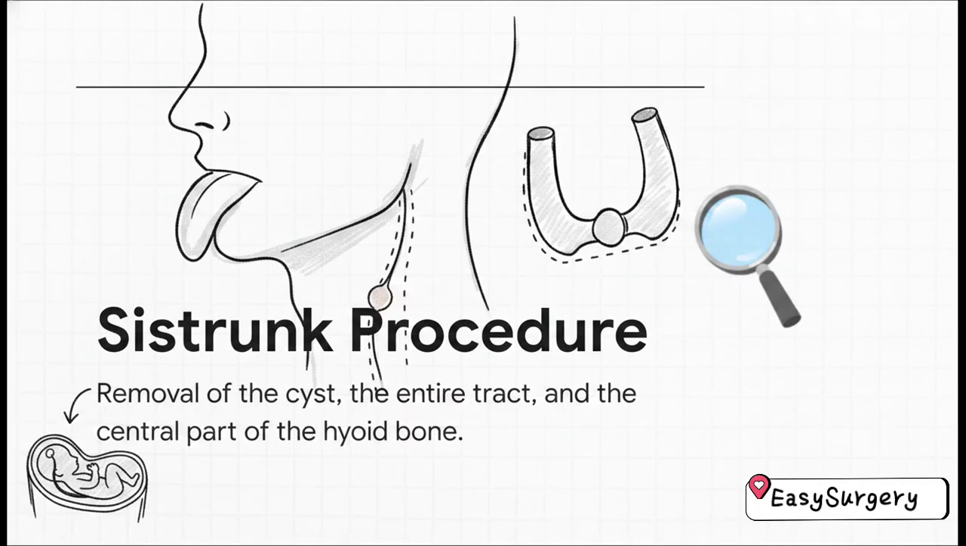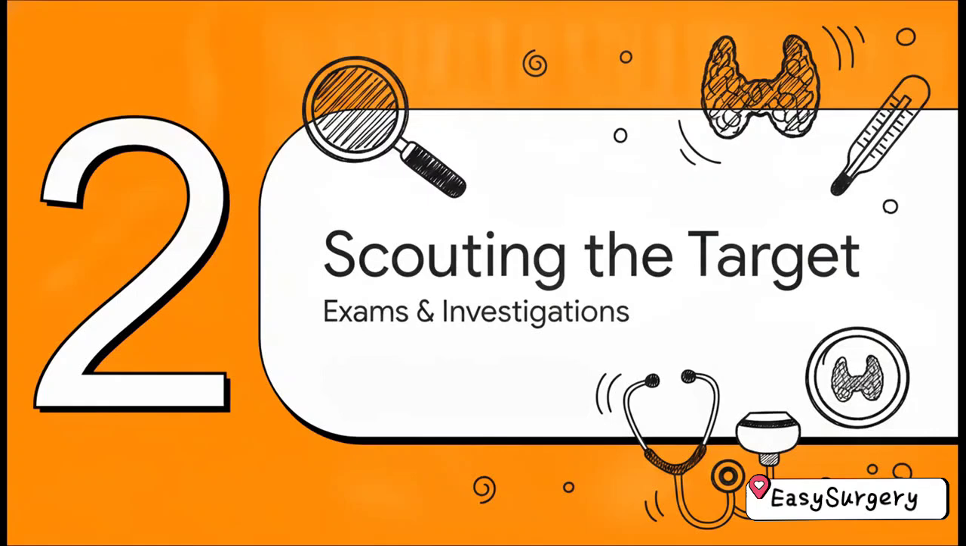You've got to do the Sistrunk procedure. You take out the cyst, the entire tract, and crucially, the central part of the hyoid bone, because that bone literally develops right around the embryological tract. All right, the terrain is mapped. Let's move on to step 2 and see how we scout our target through clinical exams and diagnostics.